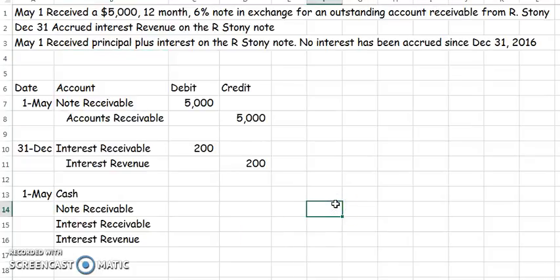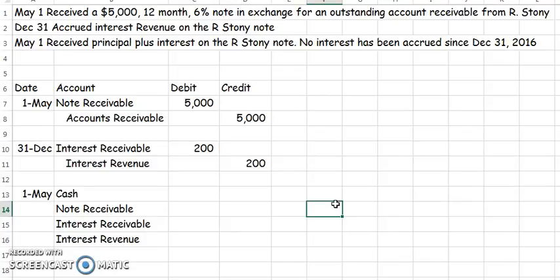Okay, so this is going to explain how to receive payment of interest and note after we've made an accrual. So on May 1, we have an exchange for an accounts receivable into a note receivable. Evidently we were concerned that our people were not going to pay us, so we changed it from an accounts receivable to a note receivable and started charging them interest.